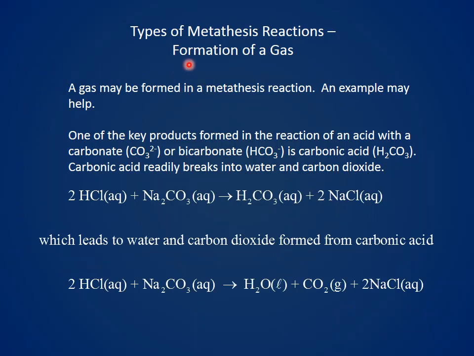Another type of metathesis reaction you'll see a little bit of here today is the formation of a gas. The classic example is usually with carbonates. Here's a carbonate ion. If I take HCl and react it with sodium carbonate, I'll form carbonic acid and sodium chloride, just swapping partners again. The carbonic acid typically will break into water and carbon dioxide. You'll see carbon dioxide bubbling out in some of these types of reactions.